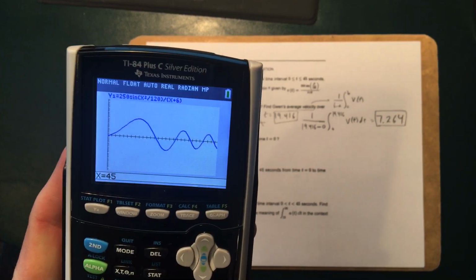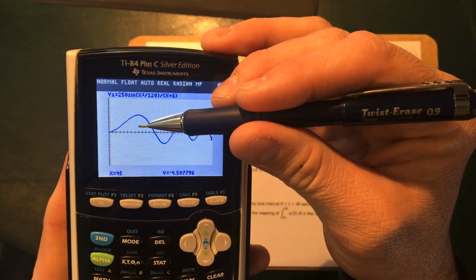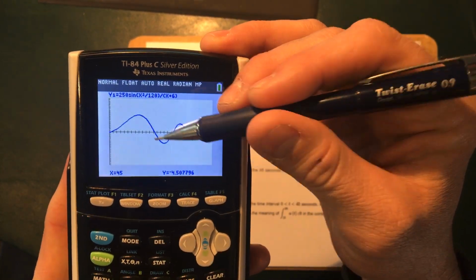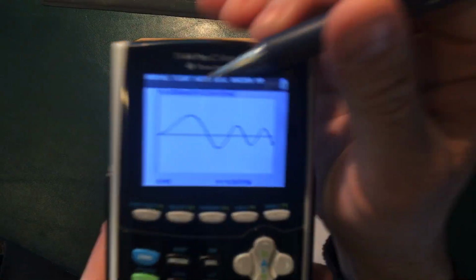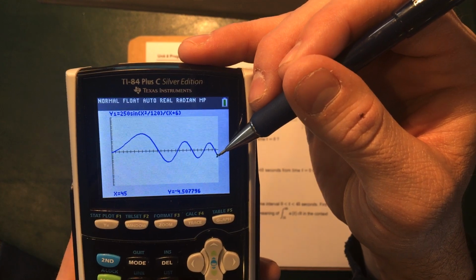Trace to 45. 45 is way over here, right? At the end? Of course it is. Since velocity is positive, she's going forward. Velocity is negative, going backwards. We're on a straight track, back and forth, back and forth. So she's going forward, backward, forward, backward, forward, backward, a little bit.